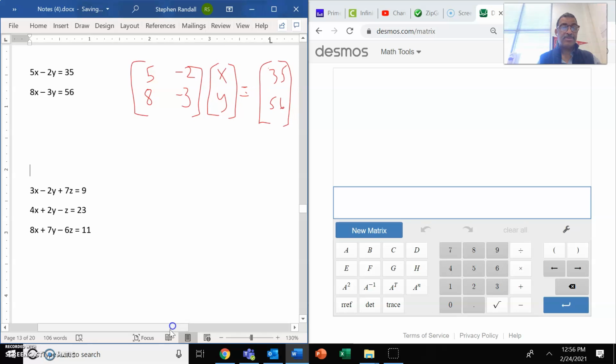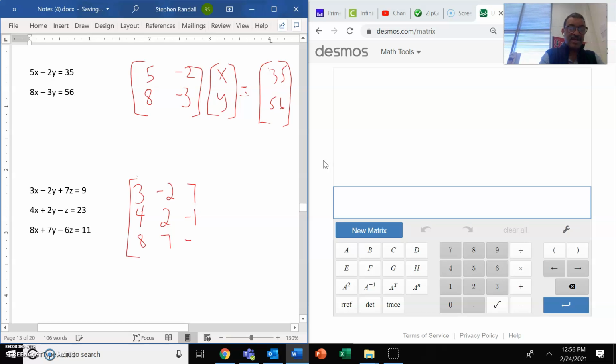You have to be able to set up the matrix. That is one of the standards. Some of your questions are just simply going to ask you to do that. If I set up this matrix down here, again, the coefficients first: 3, -2, 7, 4, 2, -1, 8, 7, and -6. My second matrix is the variables, x, y, and z, and it equals the answers, 9, 23, and 11.